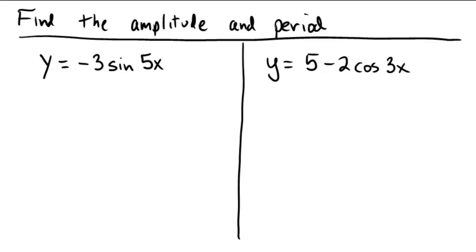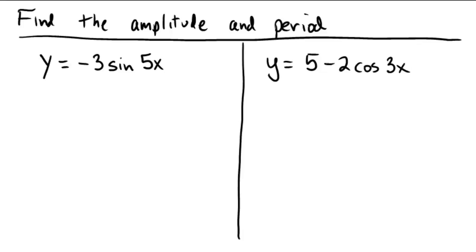Amplitude and period. The amplitude of a sine or a cosine function is going to be the coefficient to the sine or the cosine function itself. So as we look for the amplitude, it's going to be the absolute value of the number that's in front of the sine or the cosine. The period is going to be changed by the coefficient to the x, because that causes the horizontal compression or stretching. It's going to take the previous period.